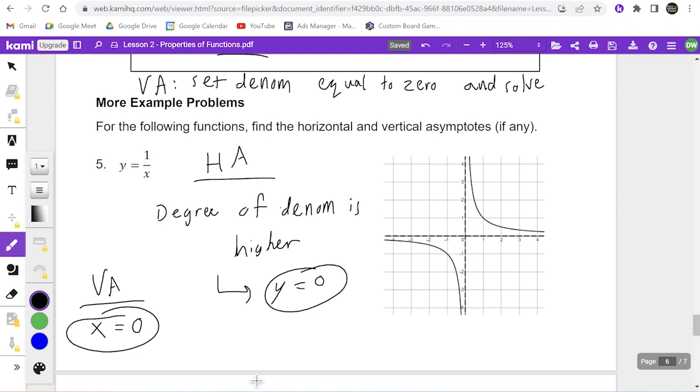You don't write this as a coordinate point. Why not? This is not a point. This is a line. How do I know it's a line? Look at my graph here. I'm drawing it in red. Horizontal asymptote at 0. Vertical asymptote at 0. That's why it's a line. Lines get x equals and y equals format. Any questions on that one?